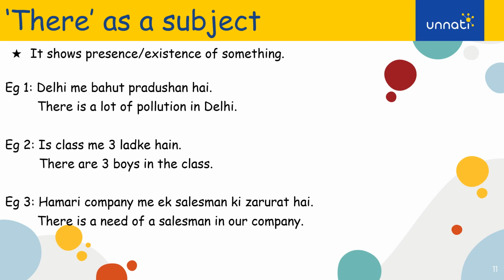So it basically shows presence or existence of something. It shows that there's a lot of pollution that exists in Delhi or that is present in Delhi. There is a lot of pollution in Delhi. So there is my subject here. Example 2 if we look at, इस क्लास में 3 लड़के हैं. In English I would say there are 3 boys in the class. So there is my subject of the sentence. Next we have are, the state of being verb, 3 boys in the class.